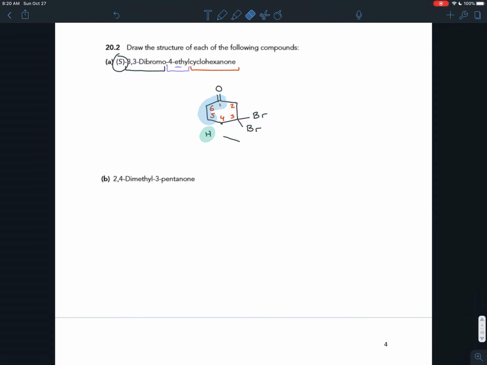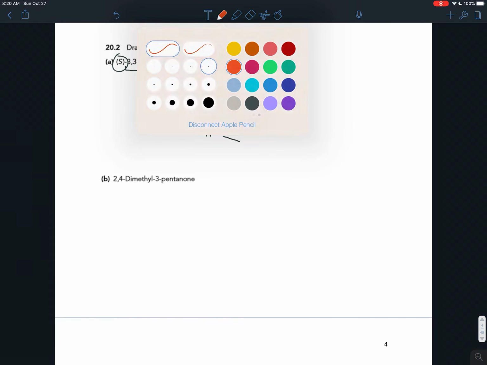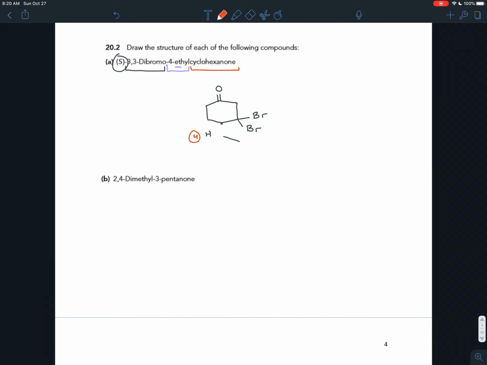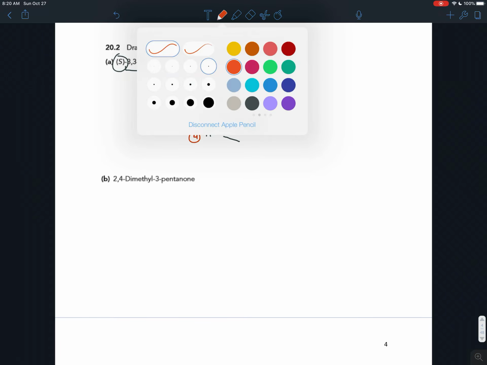And the point is not to belabor this. You don't really want to waste a lot of time imagining it. Pick one and then see if it works, and if it doesn't work, then do the other one. The first step, of course, is to assign priorities based on the groups. So that you're going to do based on the atomic numbers of the different groups. Hydrogen has the lowest atomic number, so it's going to get the lowest priority of 4. For the other 3 carbons bonded to the chiral center, those are all carbons, and so they all tie.